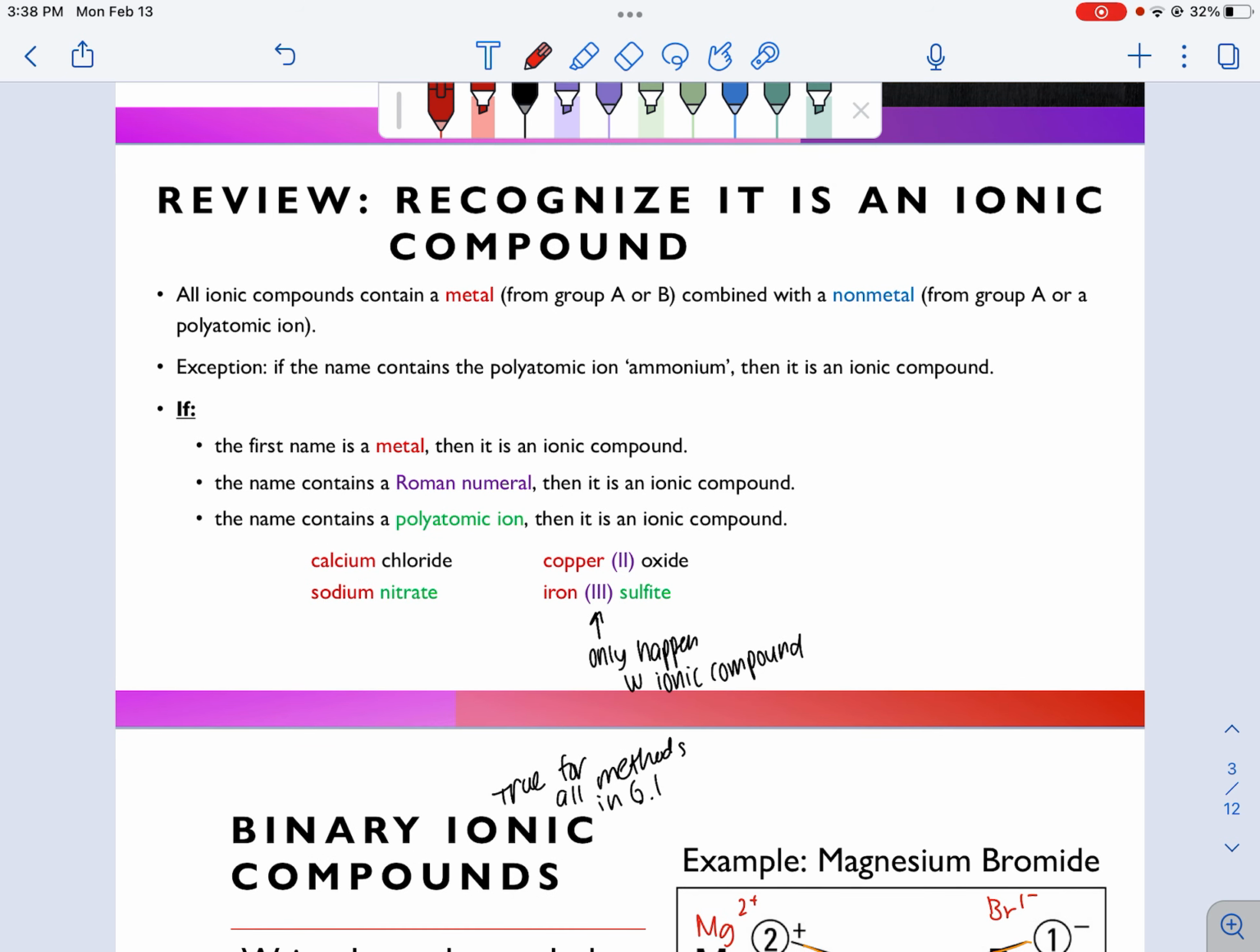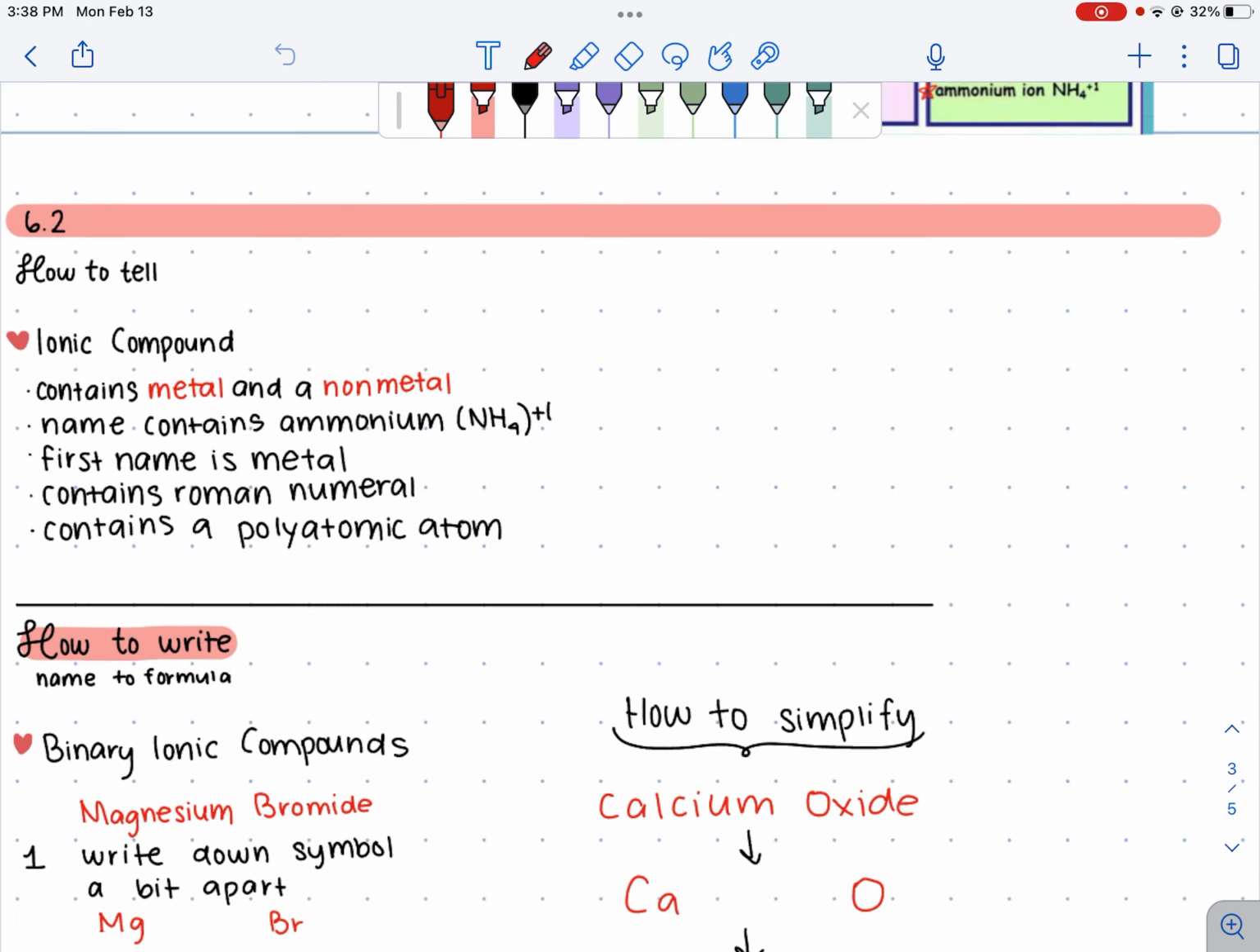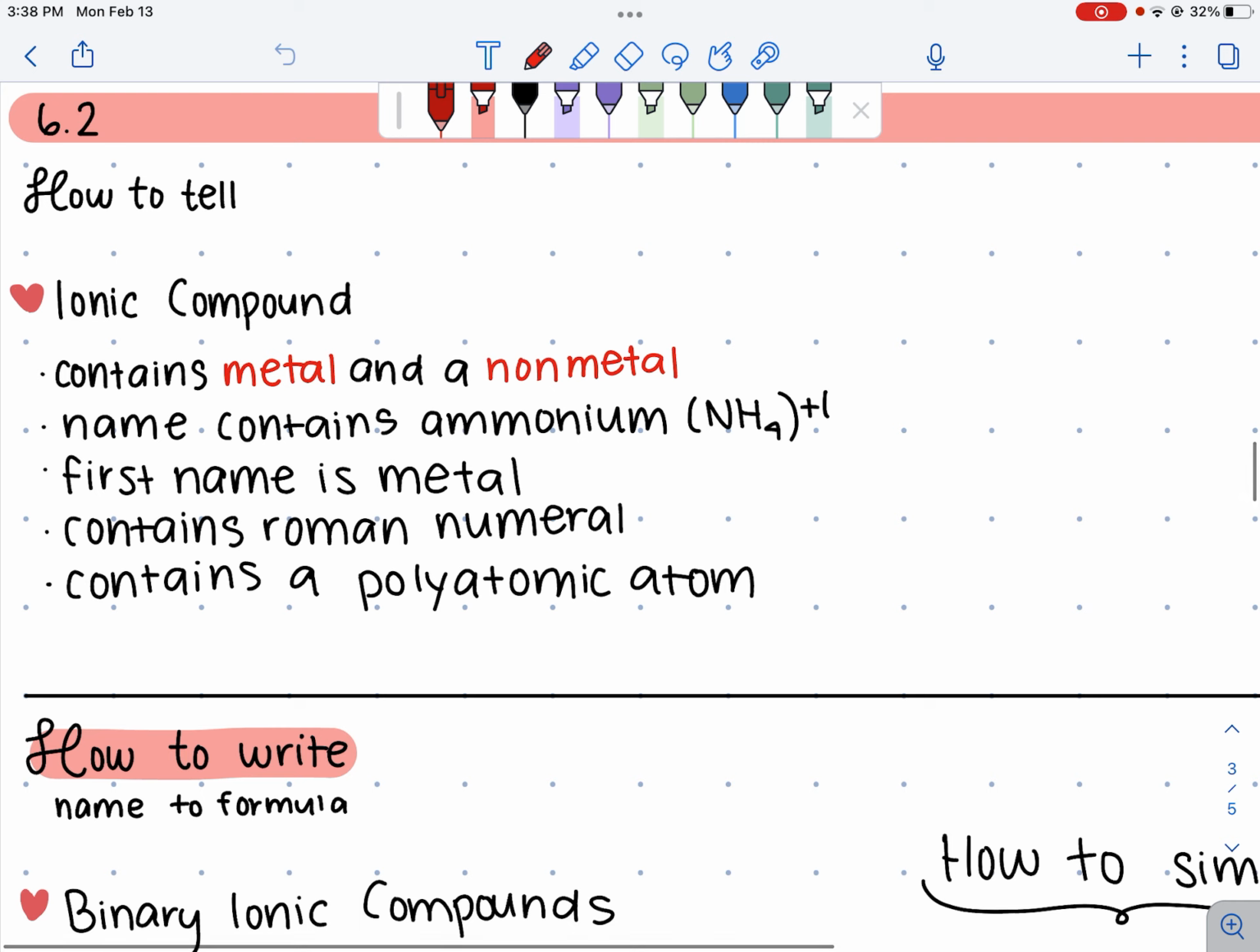Okay, so recognize it is an ionic compound. This is kind of a hard way to read it. I don't like reading it like this, so we'll just go over to my notes. How to tell if it's an ionic compound: obviously, if it contains a metal and a non-metal; if it contains ammonium or NH4 with a positive charge; the first name is a metal; it contains a Roman numeral, and it contains a polyatomic.